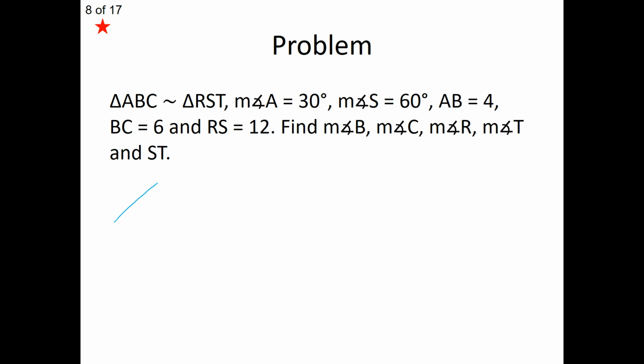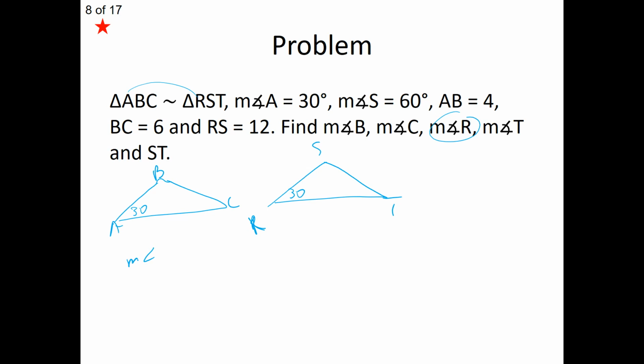So if I were to have a triangle here, triangle ABC, and a second triangle, triangle RST, I can match up corresponding parts. I know A and R are in the same position, which means if A is 30 degrees, angle R is also going to be 30 degrees, which answers one of my questions. The measure of angle R equals 30 degrees. So that's one of them. Check.